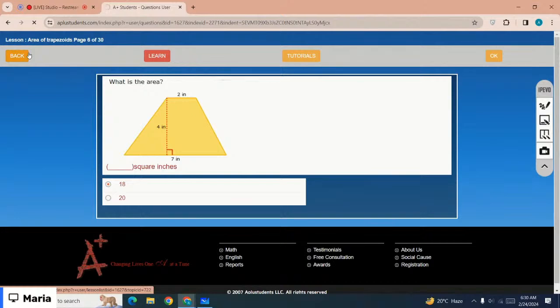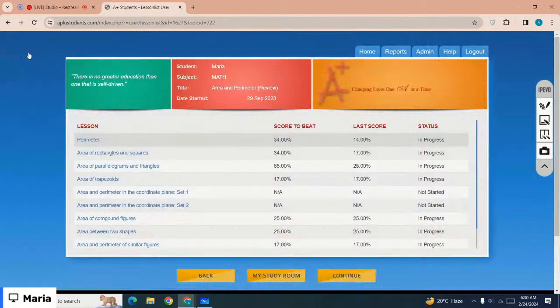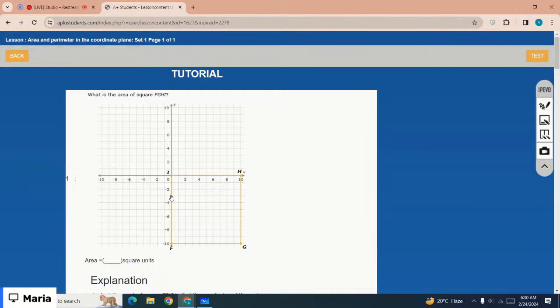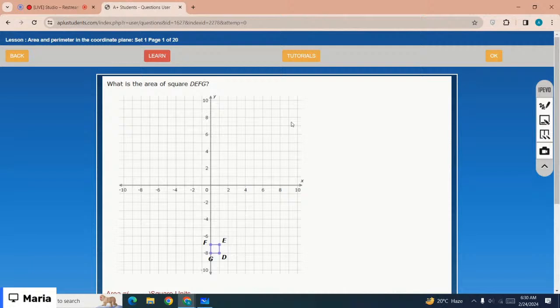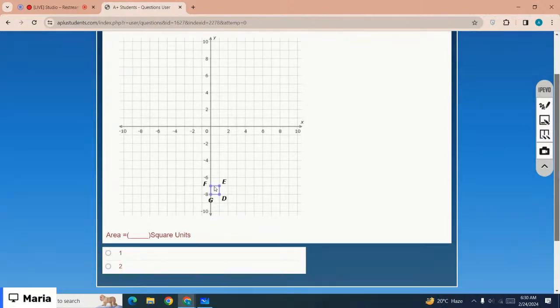Let me just move on to the next lesson, and the next lesson is area and perimeter in the coordinate plane set 1. So basically, you can calculate the area of the figure given on the coordinate plane exactly the way you do; you just have to calculate their side lengths, right? You are given a square EFGH, and each side length is 1. So a square has the area side times side. You have to do 1 times 1, and 1 times 1 is 1. The correct option is 1, right?